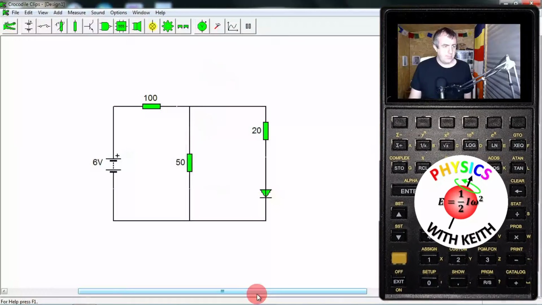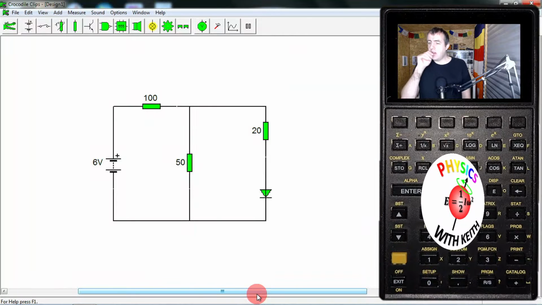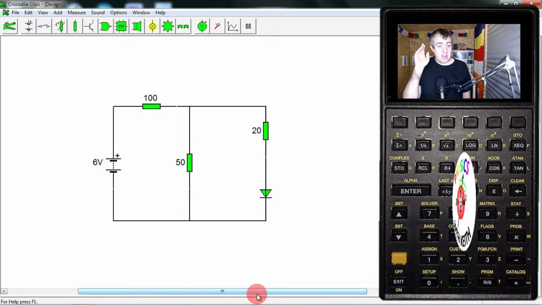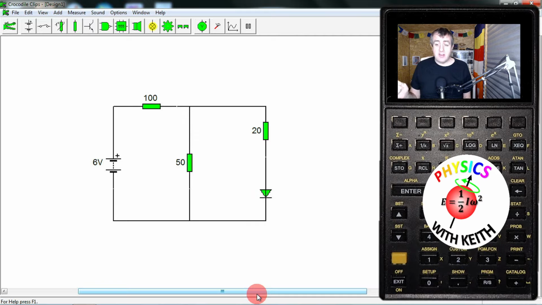Well, not if we use ideal diodes. So let me show you what I mean. Let's just switch this over. There we go. Here's a circuit with 3 resistors and a diode, and it's quite a complicated circuit.